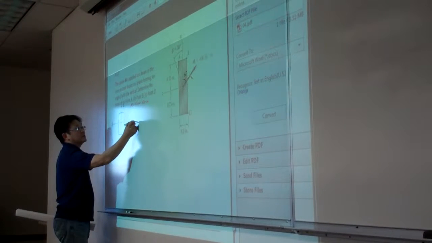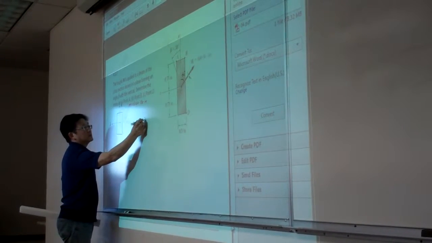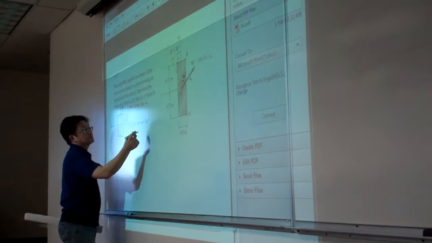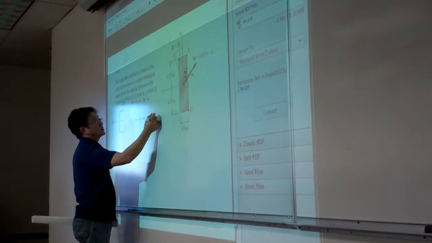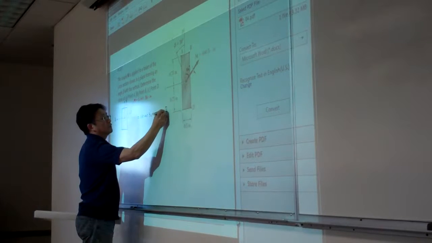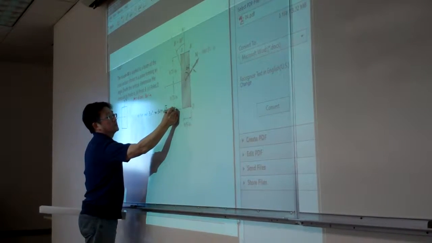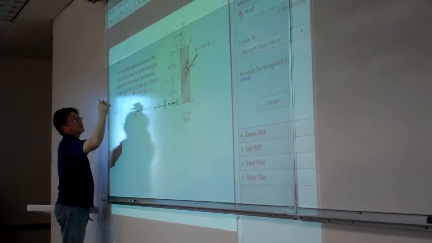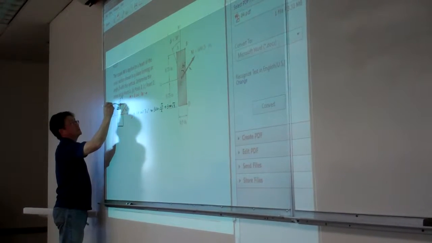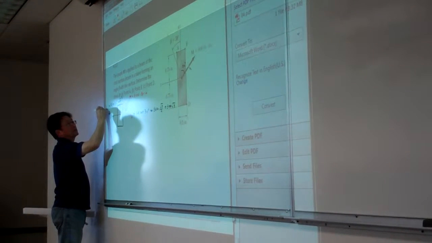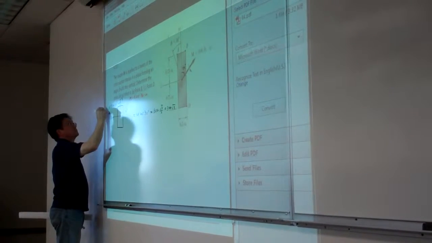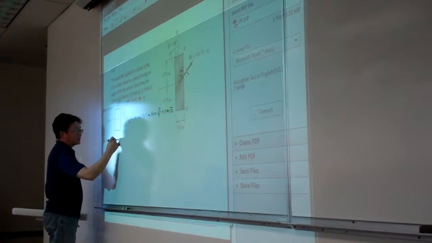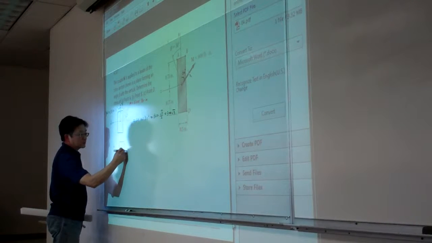So this is 60, so this is 30. So from here, the Mz equals M times cosine 30 degrees. And this one equals 600 times square root of 3 over 2. So this one is 300 square root of 3. And for My, it is the sine of 30 degrees. So that is 300. So now we have the two components of the bending, so we can use the superposition principle.